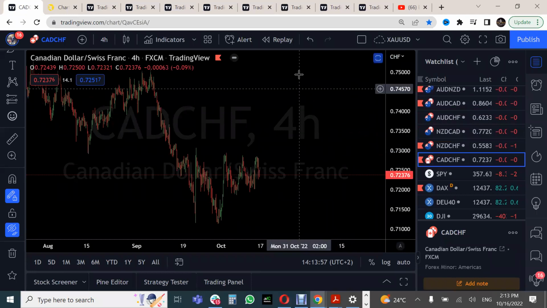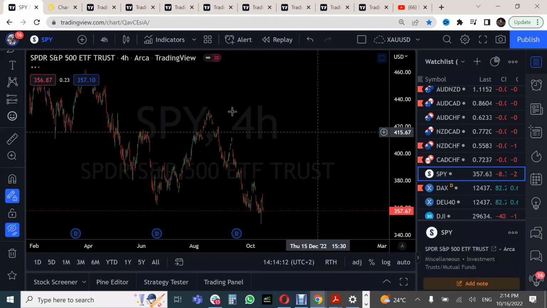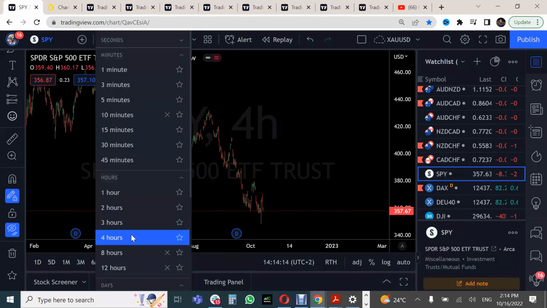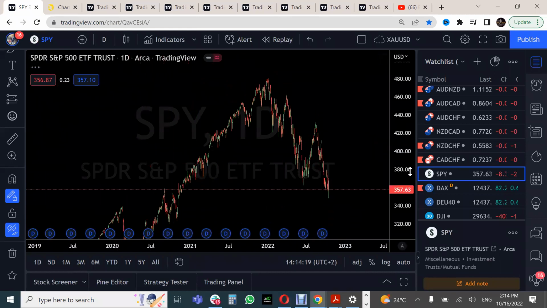If you look at Cad Chief, you may be getting this structure here. You may get one more move to around this level, a move up here, then continuation to the downside. Then you would have had this structure here on Cad Chief. But let's keep an eye, no new trade setup on that one. The indices are looking interesting. I'm just going to go to the higher degree because they've made quite significant moves, so you can see the structures that we're looking at here.